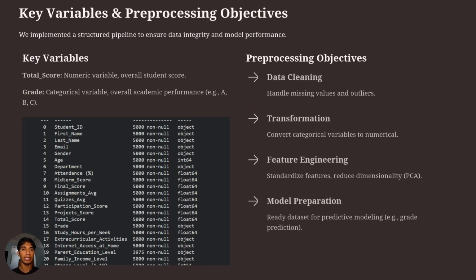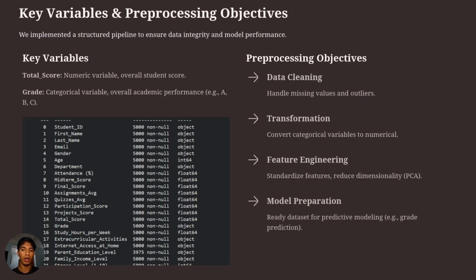Our entire preprocessing effort was focused on preparing the data to predict two crucial outcomes. First is total score, a numeric variable representing the overall student score. Predicting this will be a regression task. The second is grade, a categorical variable, as you can see, A, B, C, and so on, representing overall academic performance. Predicting this will be a classification task.